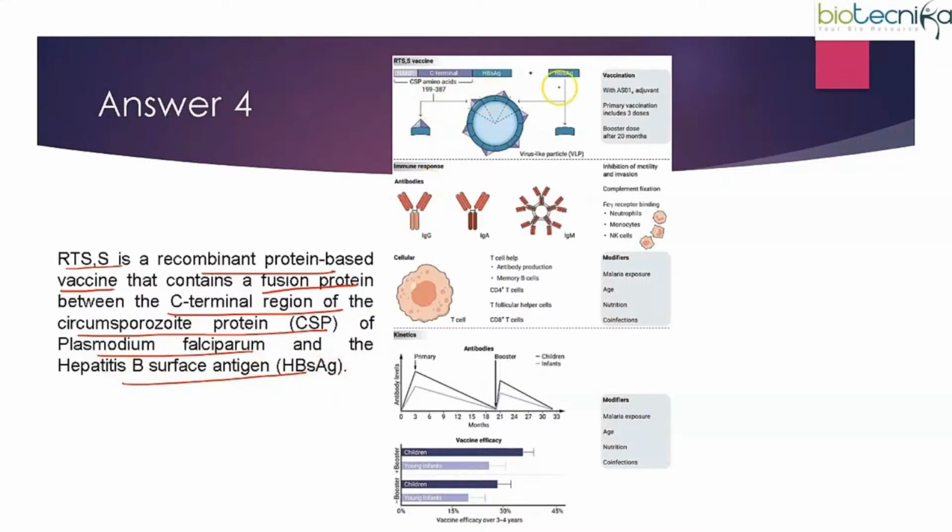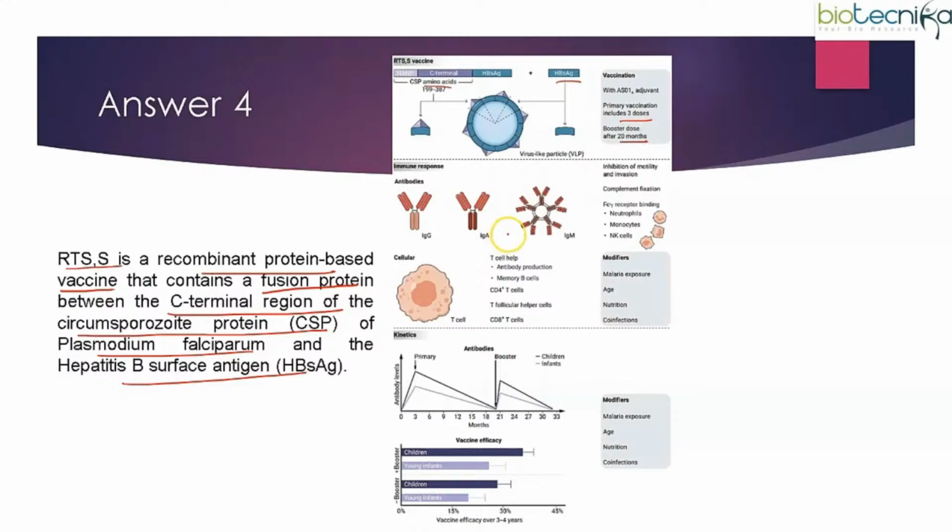So you can see in detail, this is the HBsAg, and the CSP C-terminal amino acids. So there is a fusion protein between the C-terminal region of this circumsporozoite protein and the hepatitis B surface antigen. Primary vaccination will include 3 doses. Booster dose is given after 20 months.